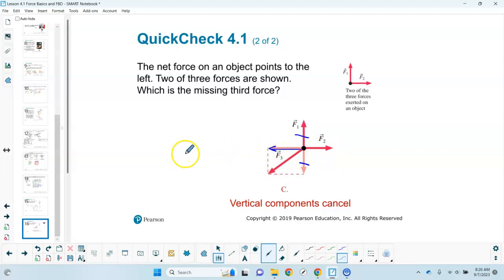So hopefully that first lesson on force and free body diagrams is helpful. Drawing free body diagrams well, and understanding free body diagrams, is probably the most important skill to be able to understand how forces combine to affect objects in motion.